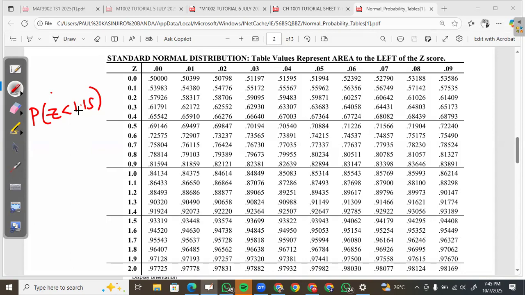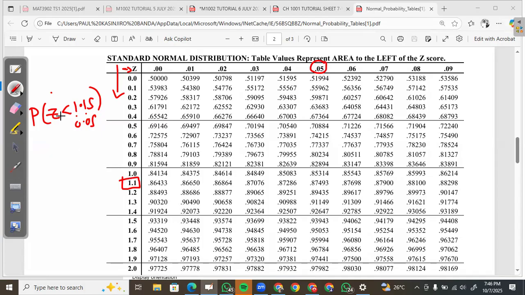We take the first two digits of this number, the 1 and the 1, and find them in the first column here. You can see my 1.1 is there. And then the 0.05, I'll find it in the first row here. So 0.05 will be there.